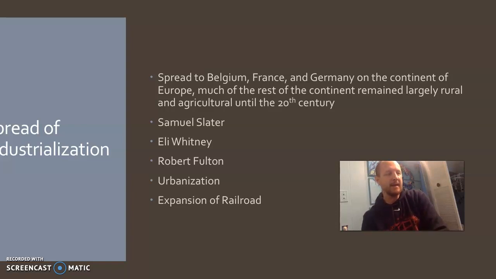What ends up happening then is people could sell their goods really across the country now. A farmer in Ohio could sell their corn to people in Philadelphia, partly because of Robert Fulton and partly because of the expansion of the railroad. That made it possible to ship things so much more efficiently around the country. And what that meant was fewer farmers could produce more. They didn't need as many farmers anymore.